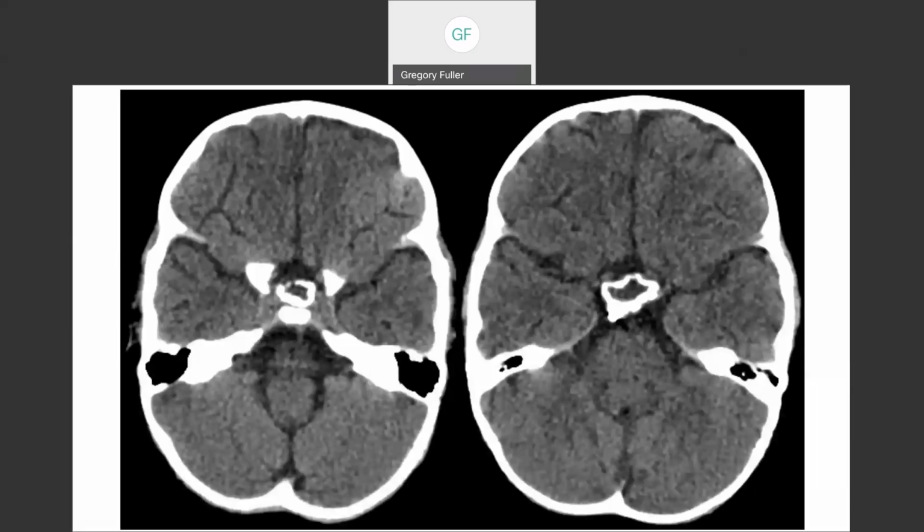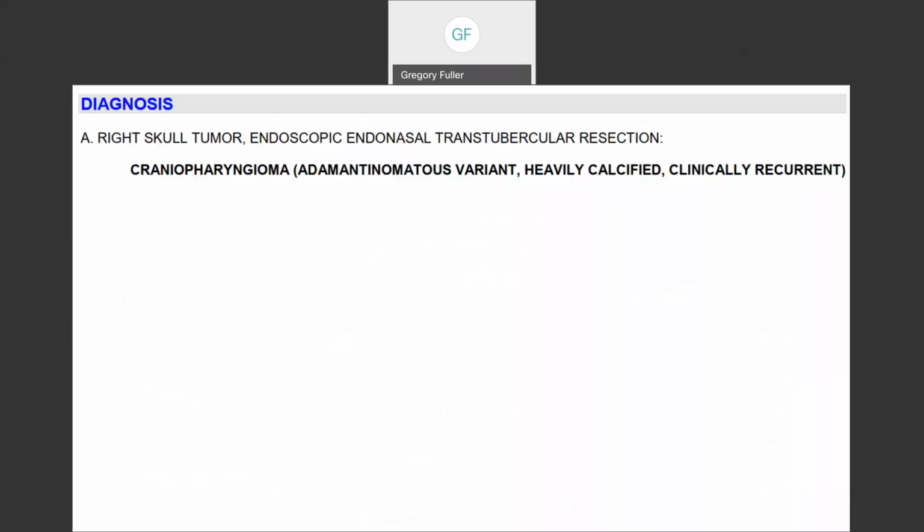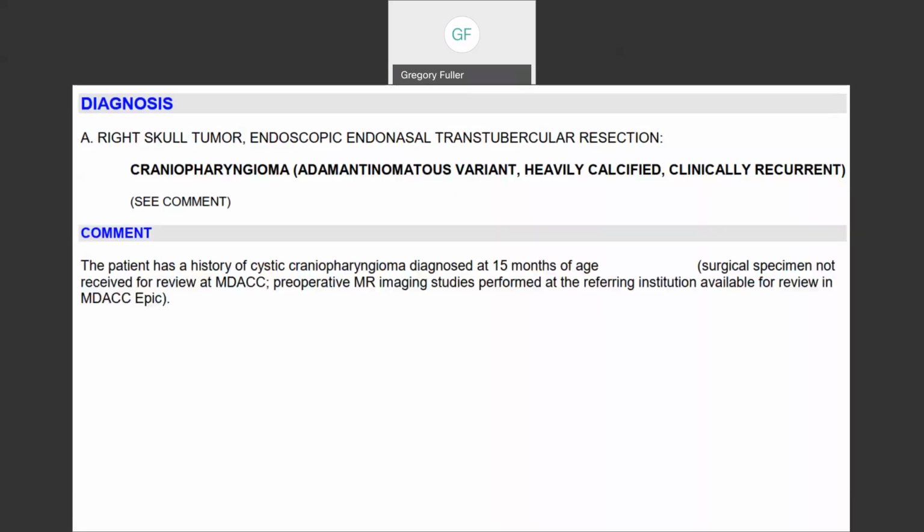Here's just on the CT scan. Look at this ring calcification. This case was also densely calcified. All right, just wanted to show those, solid ring. All right, here's the diagnosis. Endoscopic intranasal transtubercular resection, craniopharyngioma, adamantinomatous very heavily calcified, and it was a recurrent tumor. Patient had a history of craniopharyngioma diagnosed at 15 months of age. Those were the images that I showed you, the pre-op images.